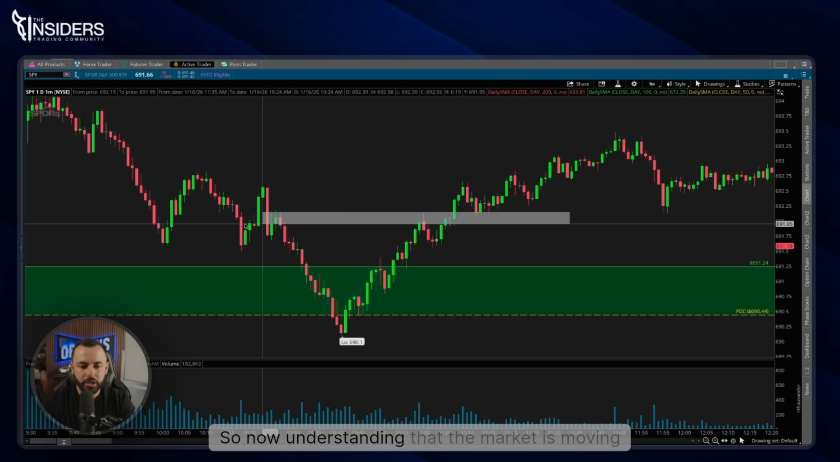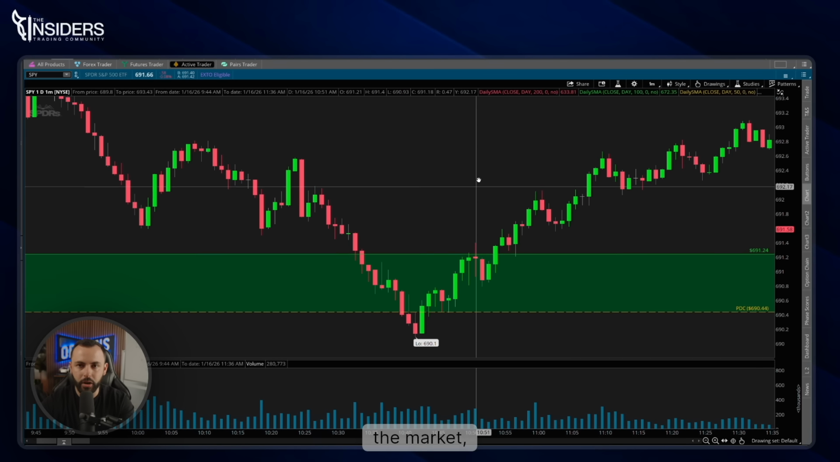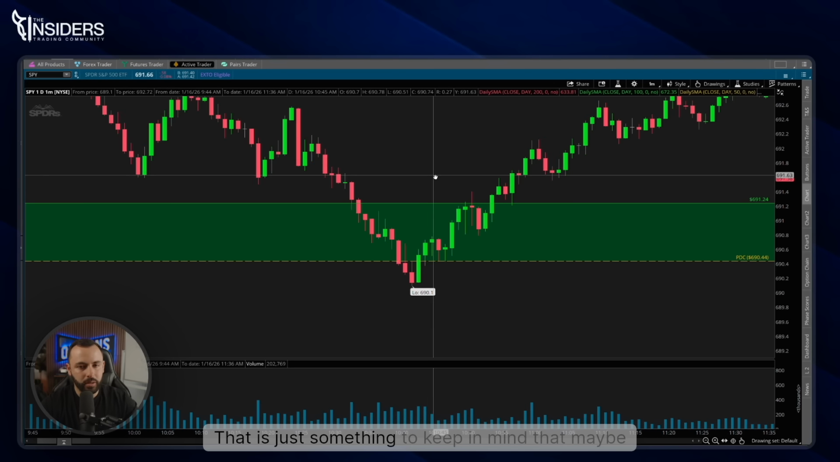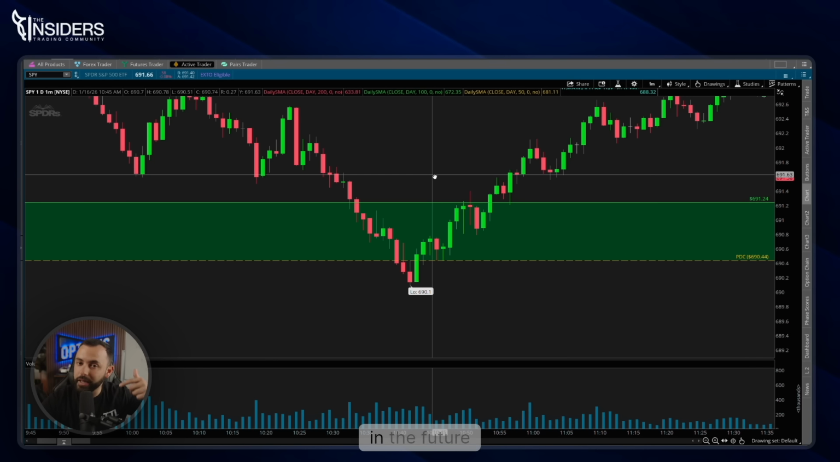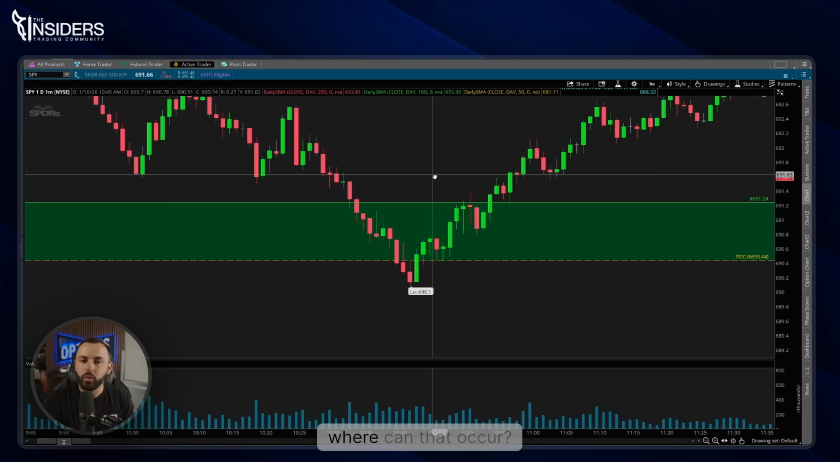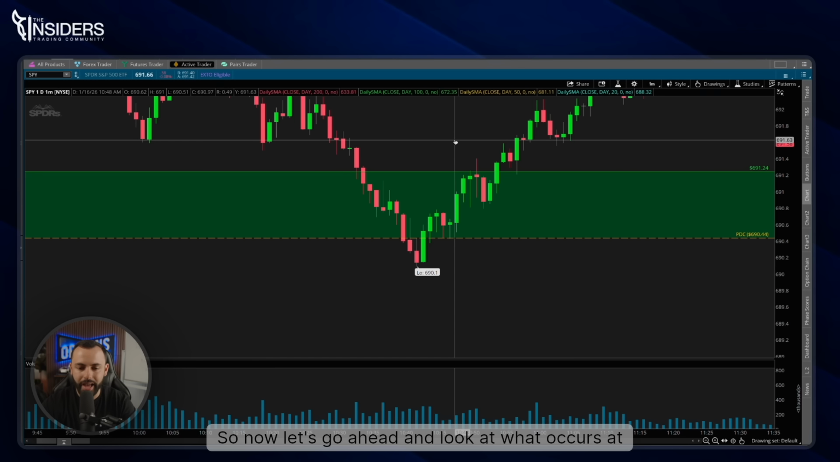So now, understanding that the market is moving lower, understanding that there are a lot of shorts in the market participating, looking for downside continuation, that is just something to keep in mind that maybe in the future, there could be an exodus of those shorts and maybe a squeeze on the market. But where can that occur? Well, the gap close level. So now let's go ahead and look at what occurs at this spot.